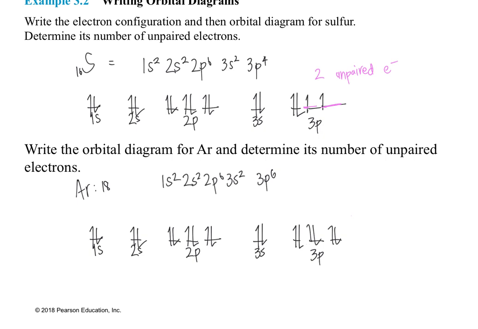All right, argon is very similar to sulfur. It's on the same level. The big key difference is that it has 6 electrons in that p orbital. So it'll have the same electron configuration, but all of the p orbitals will be filled. So it has no unpaired electrons.